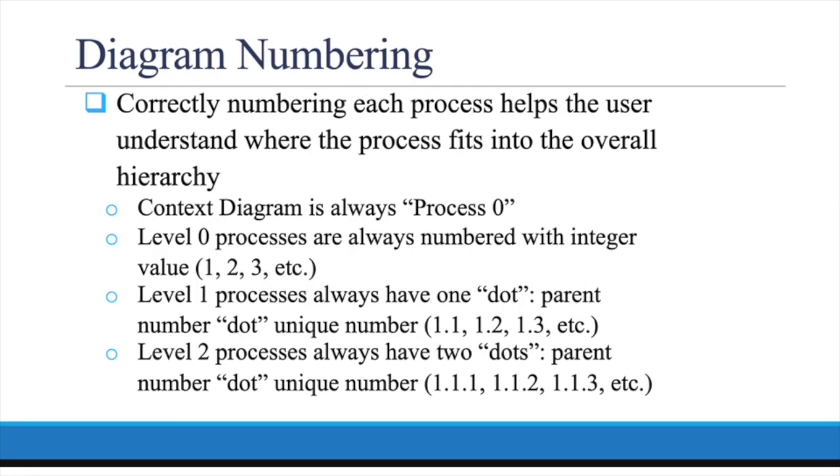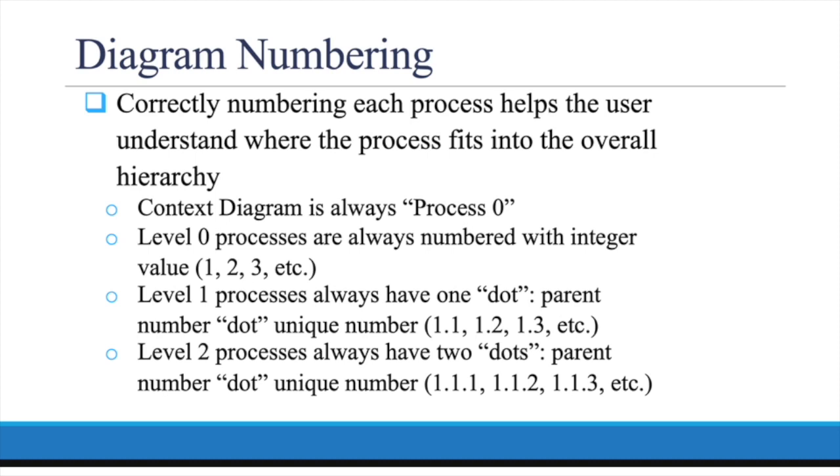Then we have the diagram numbering. We have already said that context diagram is always process 0. Then for the level 0 diagram, you depict the main processes. It can be 1, 2, 3, or more, depending on what your system is solving.